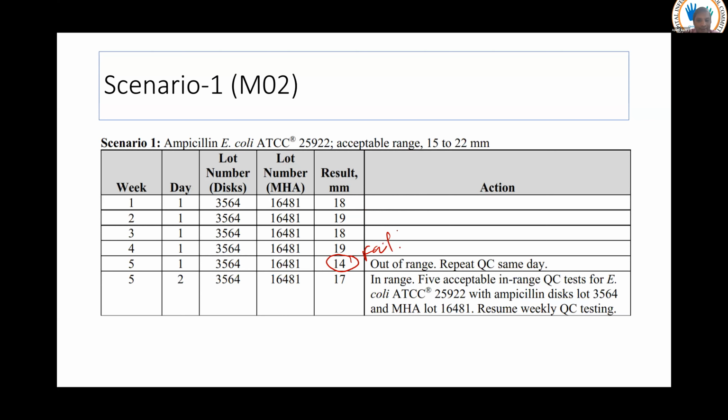Because this is a failed result, you have repeated on the error day, and the next day result shows it is pass. So you can see here 1, 2, 3, 4, and this is 5. So there are 5 pass results available using the same lot of MHA, and the lot numbers are the same. So the lot number of MHA and the lot number of discs are the same, you have 5 pass QC results. So you can resume back to weekly plan.